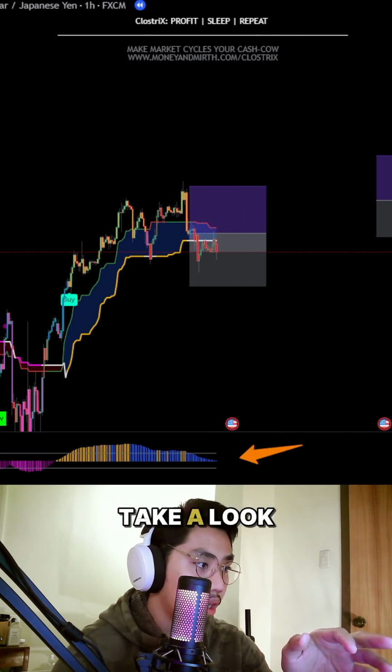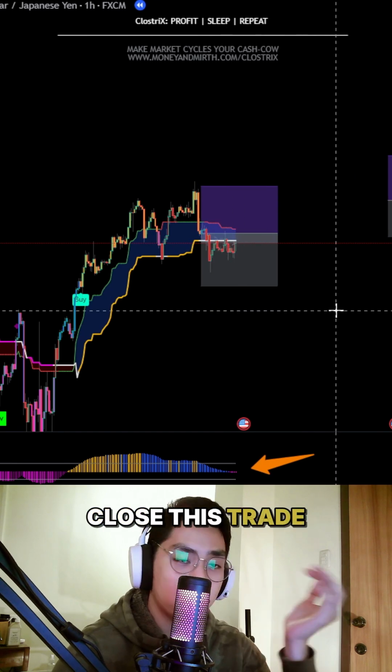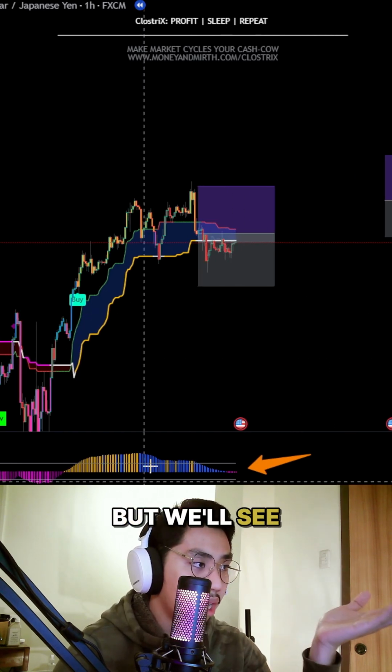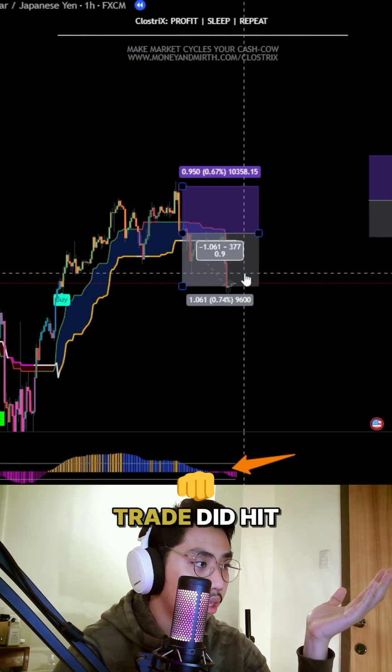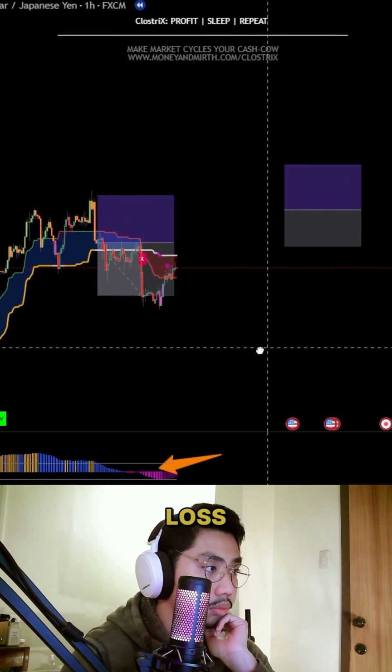And what you also want to take a look at is if the bias turns pink, that should be an indicator to us to get out, close this trade early, and prevent more losses. But we'll see how this trade plays out. And you can see that the trade did hit our stop loss and the bias has now turned pink. So now we have suffered one loss.